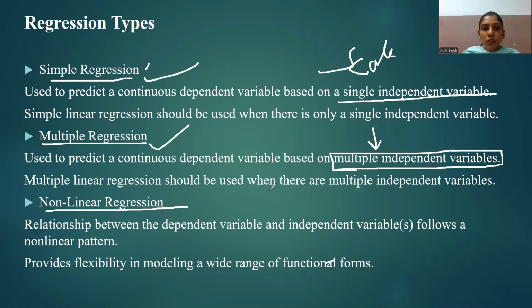Non-linear regression. What we understand from regression is that regression is a statistical technique that relates a dependent variable to one or more independent variables. There can be a single independent variable or multiple independent variables, and it is also possible that there is a non-linear pattern in the relationship between the dependent variable and the independent variable.